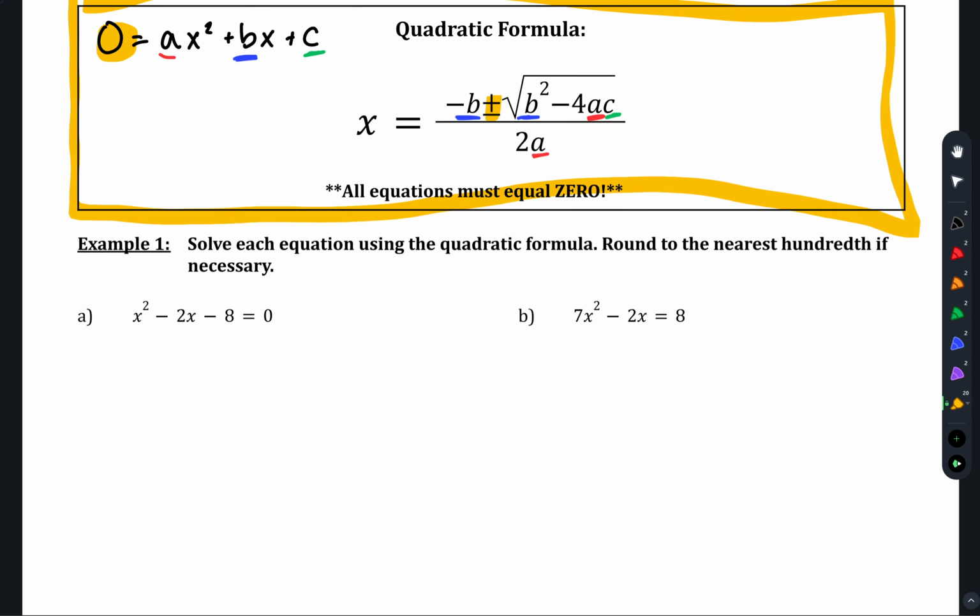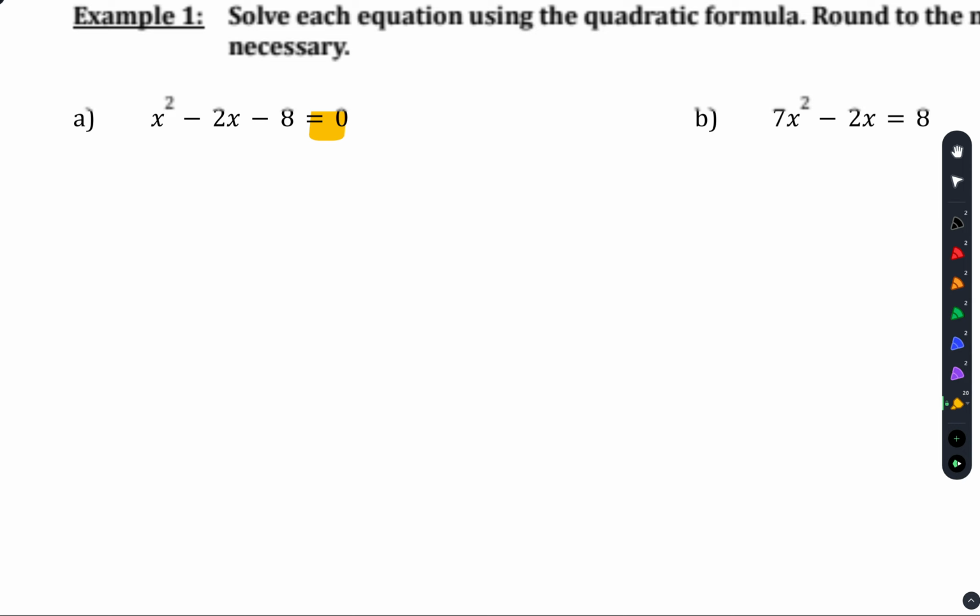So I'm going to take a look at A. The most important thing we need to make sure that we do before we start setting this up is that it says equals 0, which it already does in A. So that's nice. I'm going to go ahead and figure out what are my A, B, and C values. The A value here is 1. The B value here is negative 2. And the C value is negative 8.